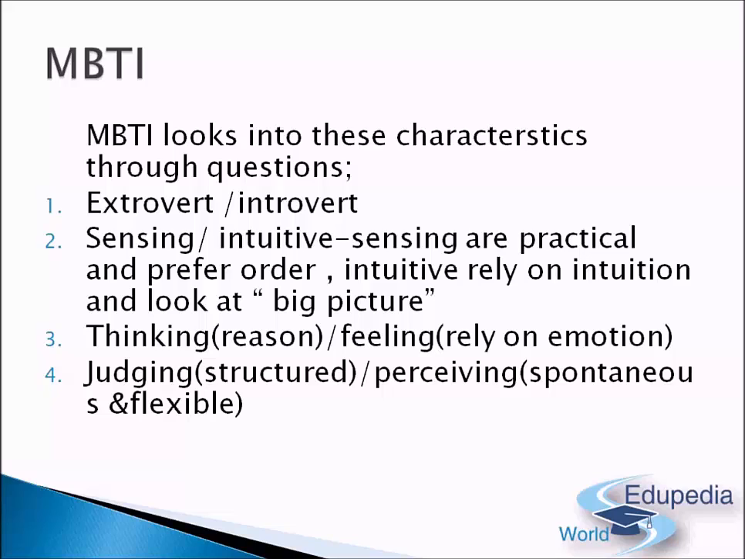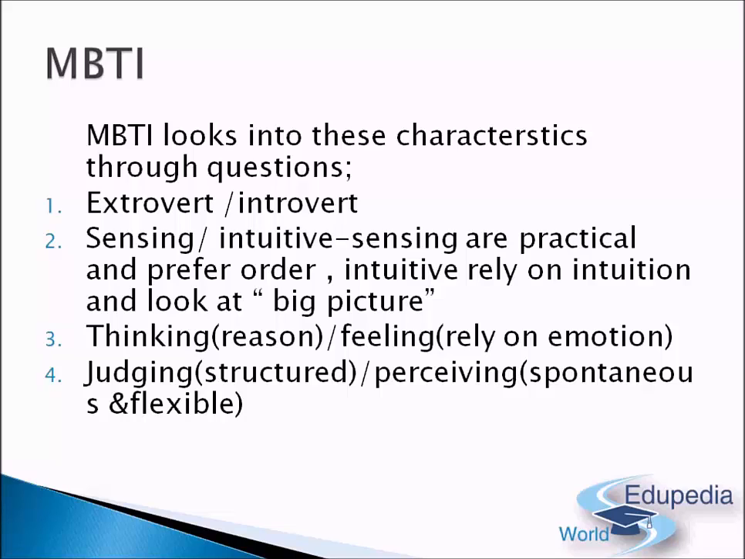Now, MBTI looks into these characteristics through questions. There are 4 types of characteristics which they are looking into while finding out the personality types. Number 1 is extroversion versus introversion. Second is whether the person is a sensing type, meaning senses through the 5 senses, or an intuitive type.